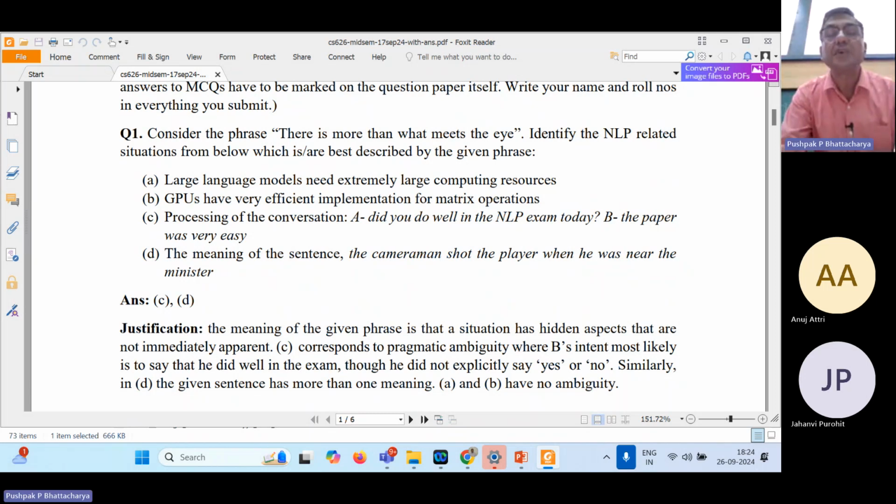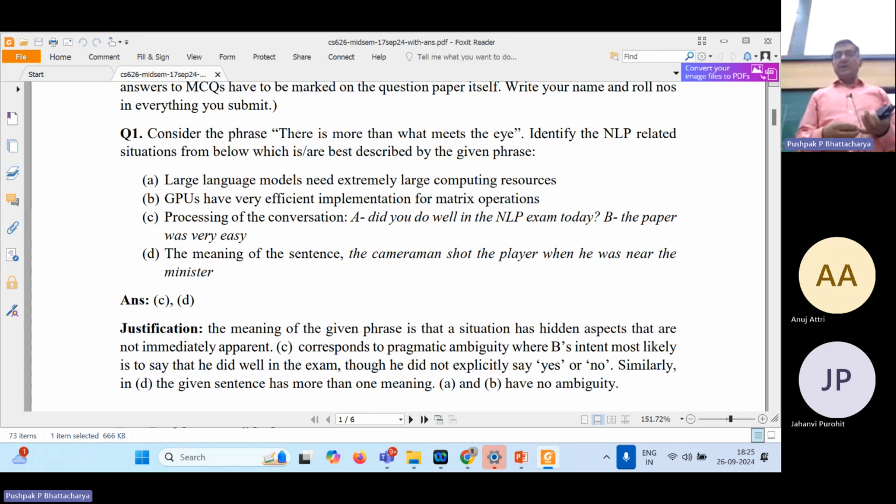Consider the phrase, there is more than what meets the eye. Identify the NLP-related situations from below, which are best described by the given phrase. Now, on this, I think I've received 1 or 2 mails which have questioned the answer, but you can resend me the mail. We'll not spend a lot of time here debating. I'll just take a look at your mail and then act on it. Let's look at the answers as they are given now.